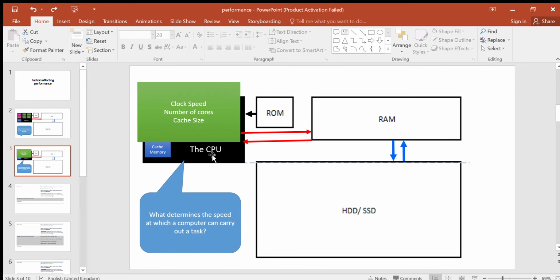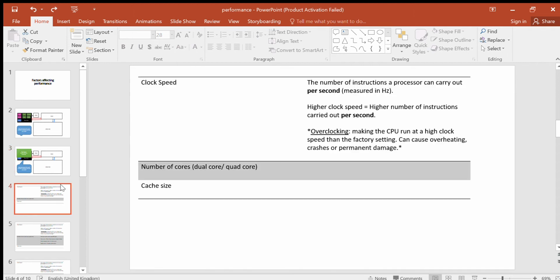So in terms of the CPU, there's three factors that affect the speed of any given task. So we've got the clock speed, the number of cores, and the cache size. Now we've already talked about cache memory, which is fast memory located on the CPU that holds regularly accessed data. Now it's faster than RAM because obviously there's less distance for the CPU to travel to access that. Obviously the more cache memory you've got, the more data you can store there before we go to RAM. But let's have a little look at the other two.